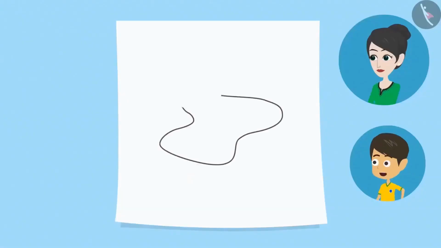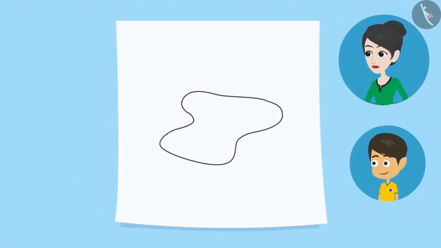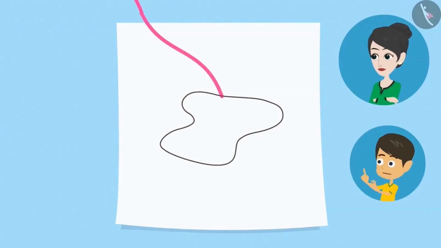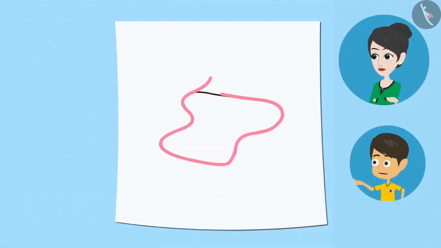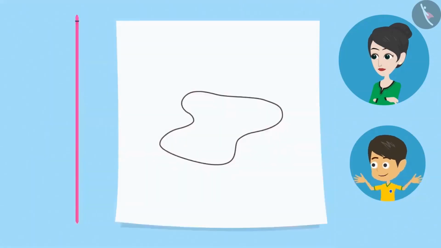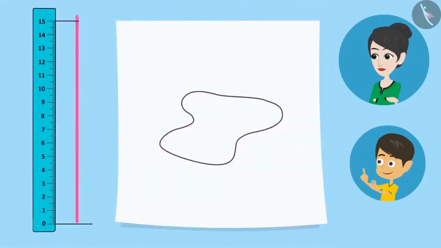Okay, Mummy, I will make a shape on paper. Now with the help of a thread, find the length of this figure's boundary. I place a thread on the boundary and then I mark this thread where it is meeting the starting point. Now I keep this thread straight and measure it with a scale.